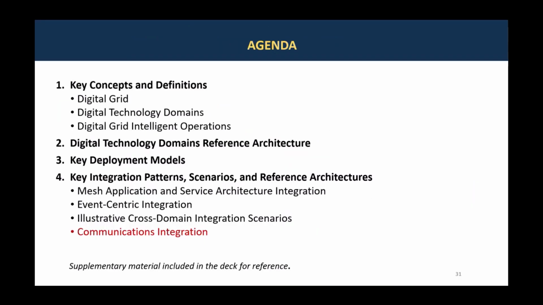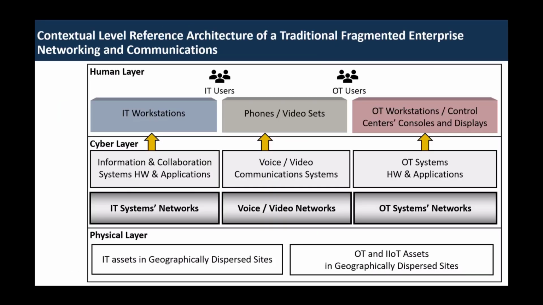Let us now go to the communication integration. This is a contextual level architecture of a traditional fragmented enterprise networking and communication, where we have 3 types of separate networks: IT system networks, voice and video networks, and OT system networks. They are not connected and they are separate.